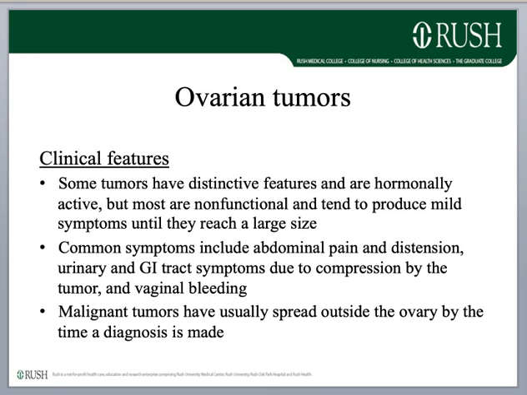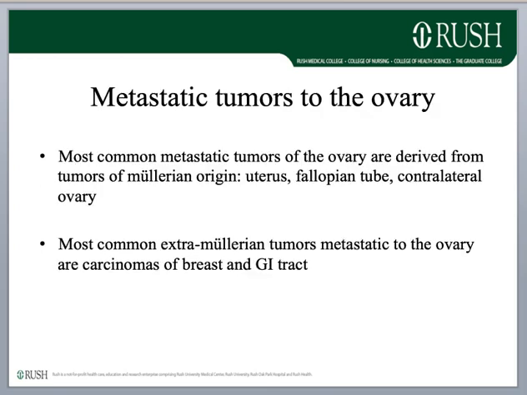Again, malignant tumors have usually spread outside of the ovary by the time a diagnosis is made and are thus advanced stage. Metastatic tumors to the ovary are common, and most are derived from tumors of Müllerian origin, that is, the uterus, fallopian tube, or contralateral ovary. The most common extra-Müllerian tumors metastatic to the ovary are carcinomas of the breast and gastrointestinal tract.